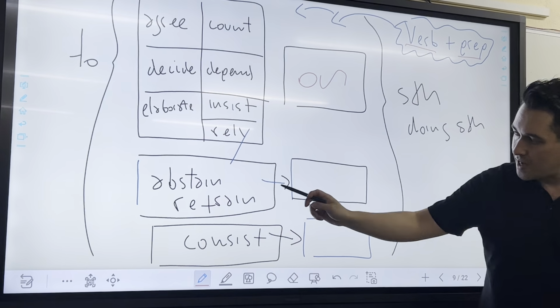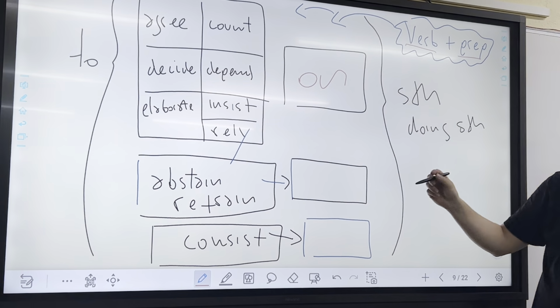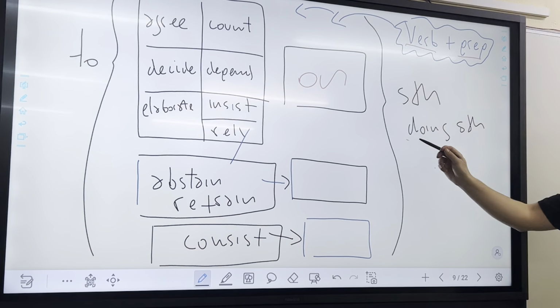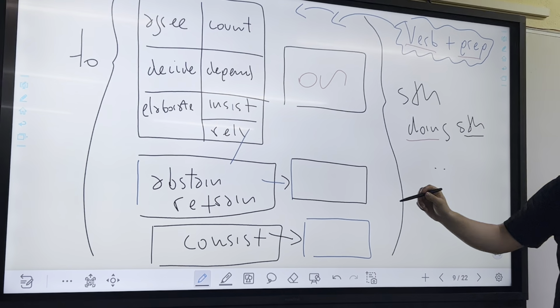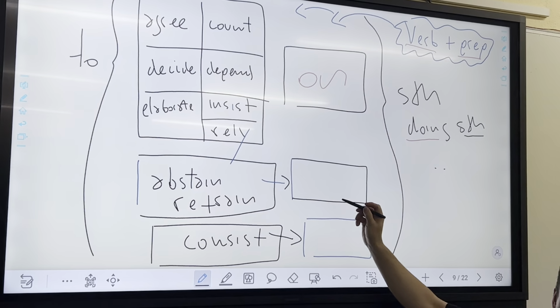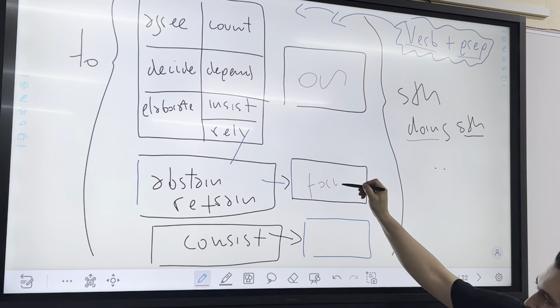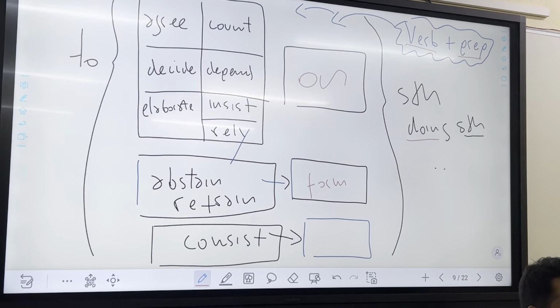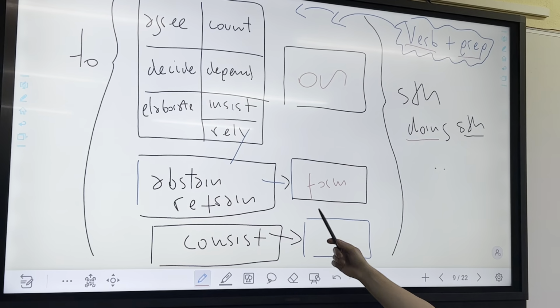Another verb, abstain something. Refrain doing something. What is the best preposition here? Everybody? From, very good. Refrain from, abstain from, that means don't do something, yeah? Resist and don't do something, yeah? Abstain from, refrain from doing something.